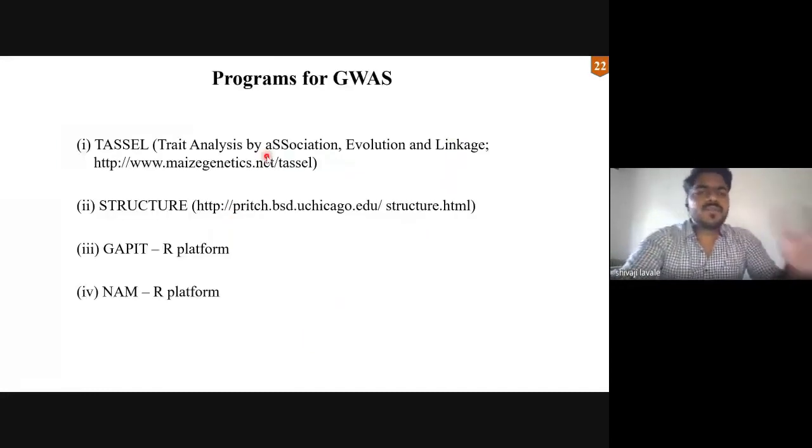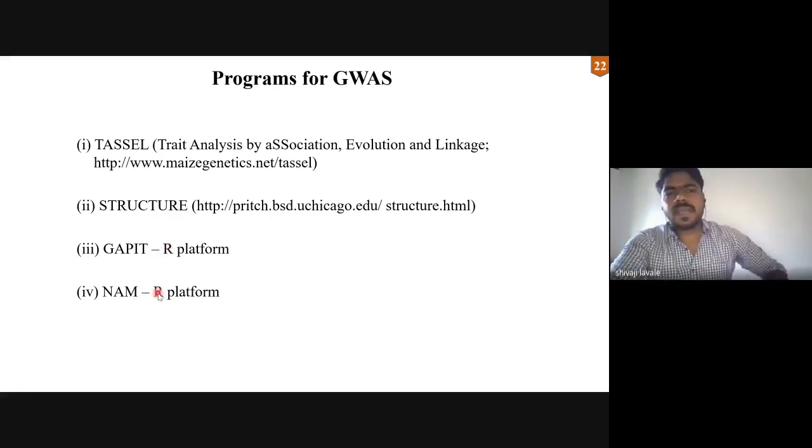These are the different programs we can use for association analysis. TASSEL is used for drawing the LD decay plot, then analyzing the association. Then we can use STRUCTURE for estimating the structure of the population. GAPIT and NAM can also be used on our platform for association analysis.